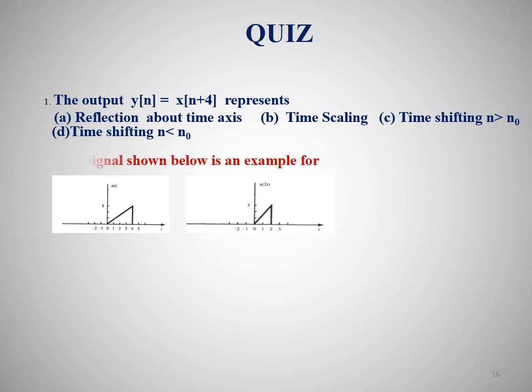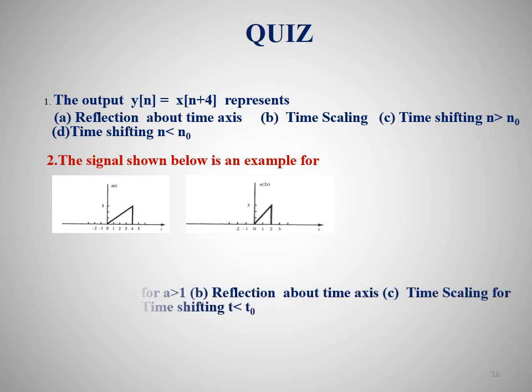The second problem is a figure is shown and it is asked whether the signal is going to be scaling for a greater than 1, reflection about the time axis, scaling for a less than 1, or whether it is going to be time shifting with t less than t naught. It is clear that it is x of t and the other value is going to be x of 2t, which means it is a scaling operation, time scaling operation for a greater than 1.